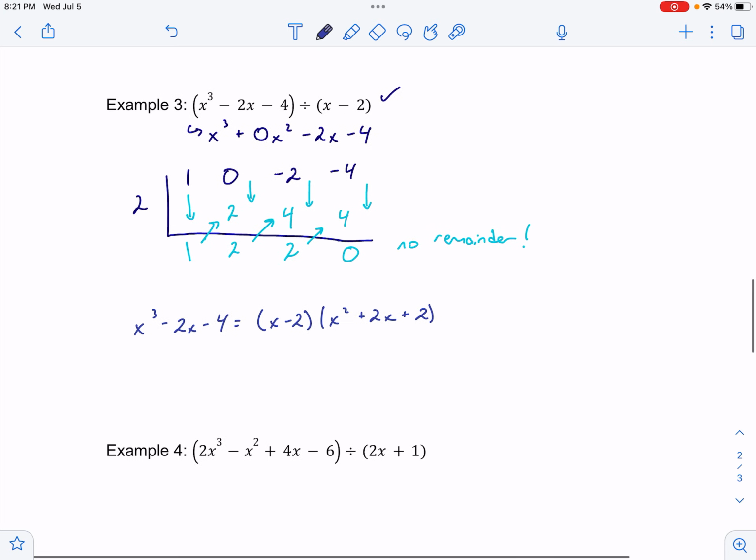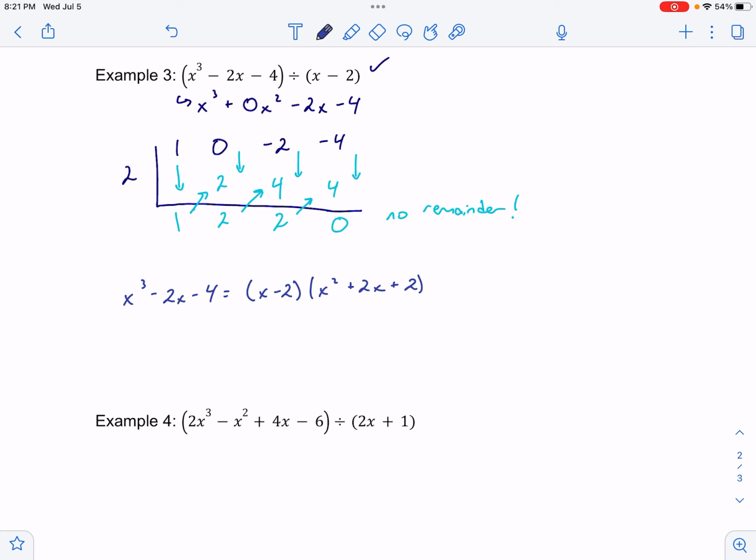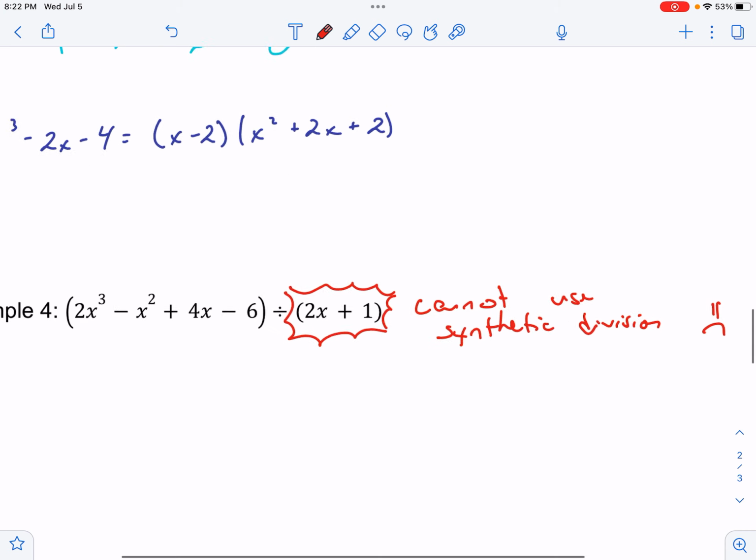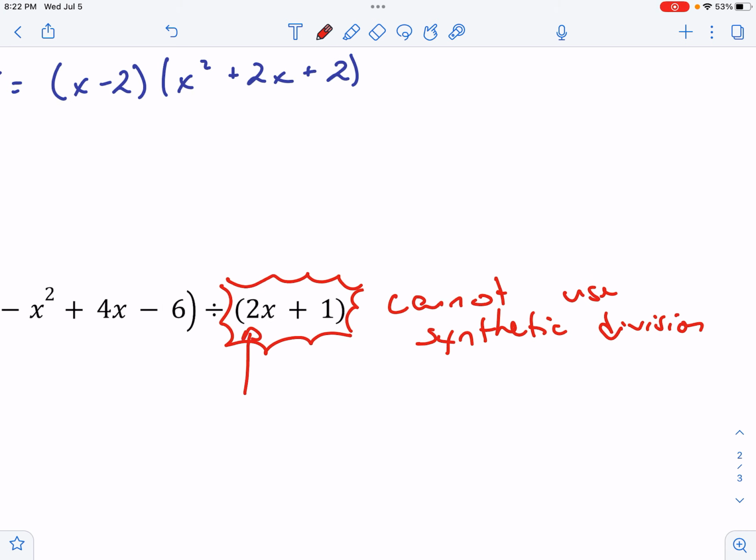Our last example here. I can take a look. I can see I'm not missing any terms. I've got a cubed, a squared, a degree of 1, and then a 0. However, we've got a problem. We cannot use synthetic division here. Why? Because there is a coefficient on the x.